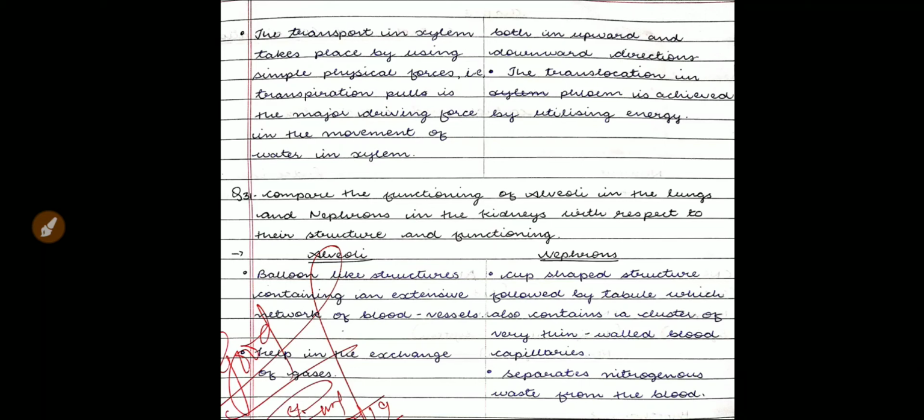Next, last question है, students, यह chapter का question number 31. Compare the functioning of alveoli in the lungs and nephrons in the kidney with respect to their structure and functioning. Alveoli, balloon-like structures containing an extensive network of blood vessels, help in the exchange of gases. Nephrons, cup-shaped structure followed by tubule, which also contains a cluster of very thin-walled blood capillaries, separate nitrogenous waste from the blood. स्टूडेंट्स, यह चैप्टर फिनिश हो चुका है.